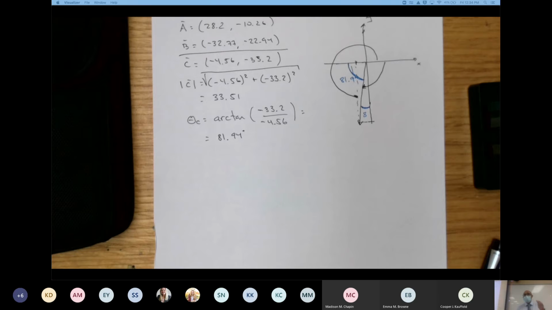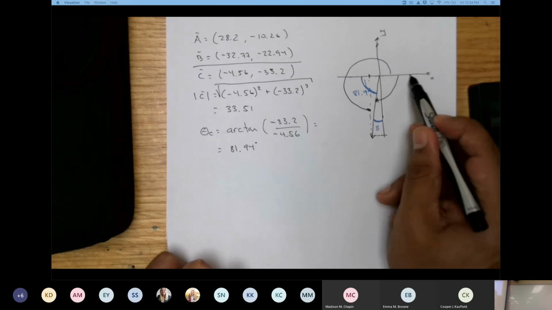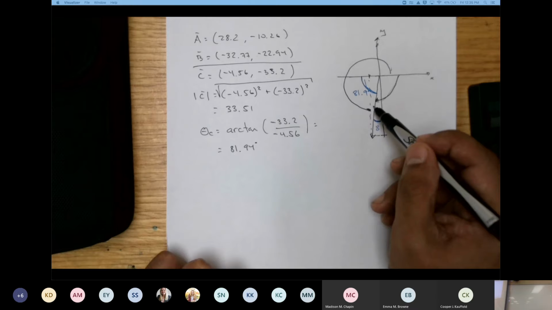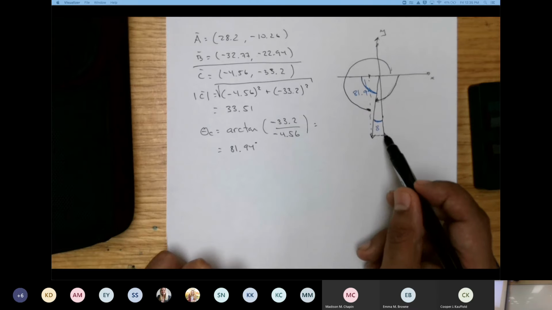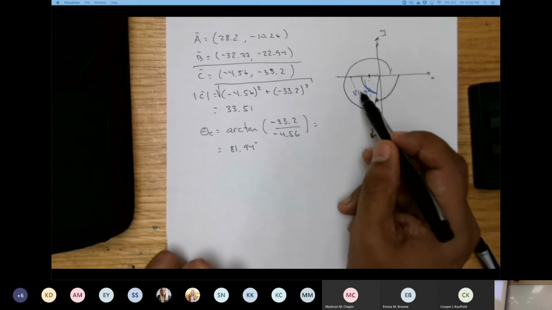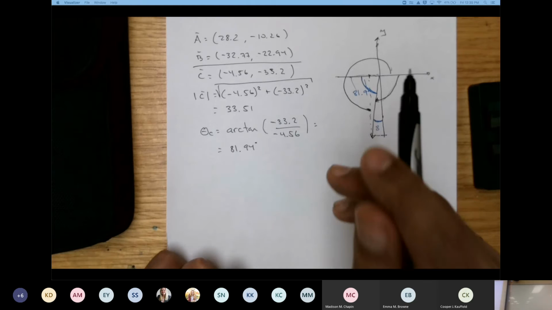I personally prefer to work either with the positive x-axis or the negative x-axis. And whatever gives me less than 90 degrees, I work with that angle. So in this particular case, I'm not gonna be working with the positive x-axis because this angle is bigger than 90 degrees. I'm not gonna be working with the y-axis. So I'll be working with the negative x-axis, and I'm gonna try to pick the angle that is less than 90 degrees. It's just my preference. I don't like working with angles bigger than 90 degrees.